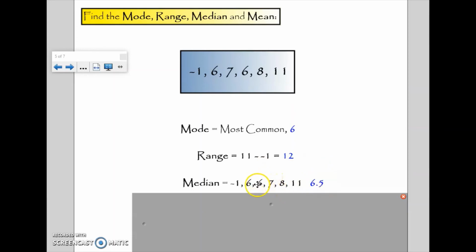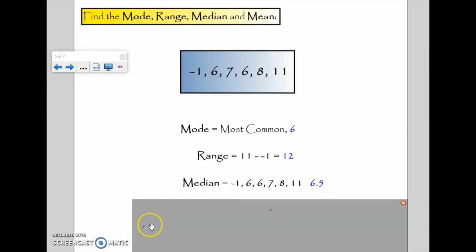Another way to think of it is we're going to find the average, the mean, of these 2 values. If we add 6 and 7 together, we get 13, and we divide by 2, we're left with 6.5. This case of being left with 2 numbers in the center when you're working out the median will happen every time you have an even number of data in the data set.